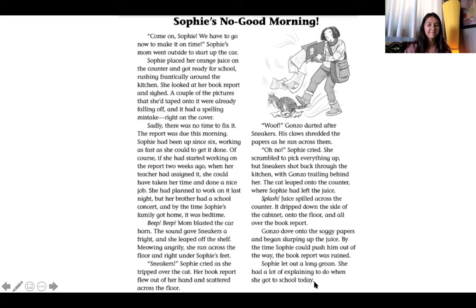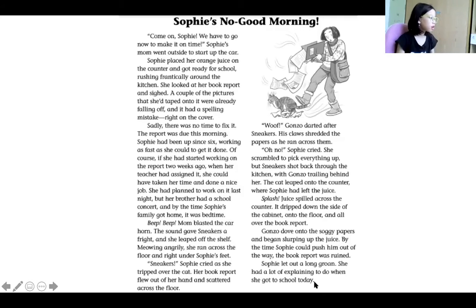Splash! Juice spilled across the counter. It dripped down the side of the cabinet onto the floor and all over the book report.